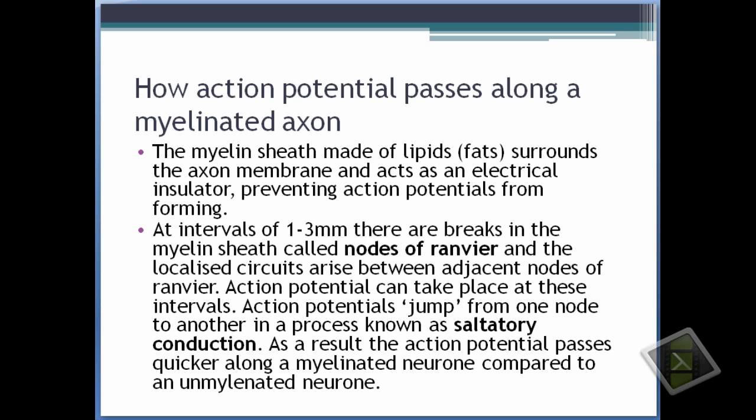As a result, the action potential passes much quicker along a myelinated neuron compared to an unmyelinated neuron. So if you just imagine being able to skip 5 meters in a race whilst everyone else has to actually run those 5 meters, you're obviously going to get to the end of the race much quicker than them. So we can say that the action potential does travel much quicker along a myelinated neuron than an unmyelinated neuron.